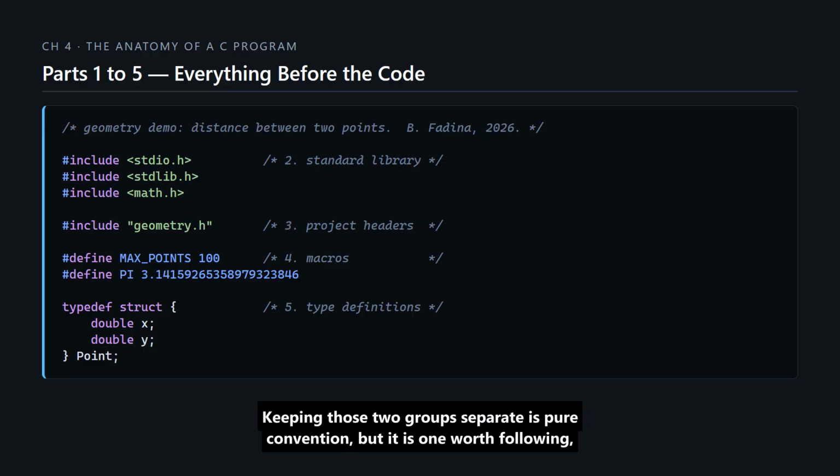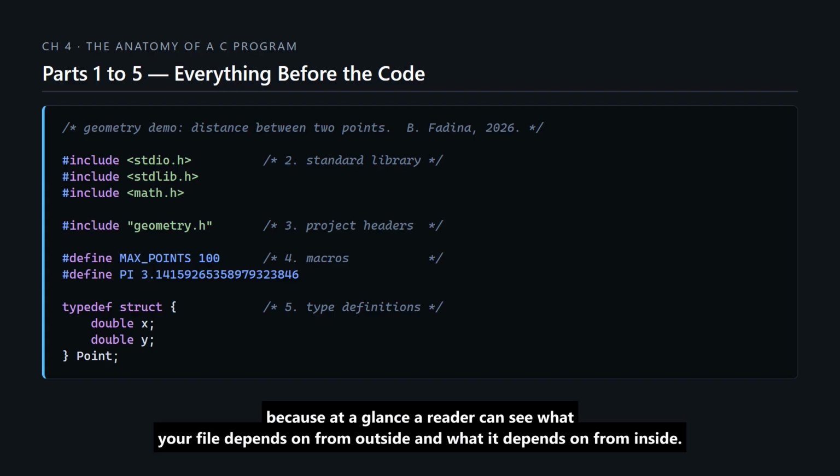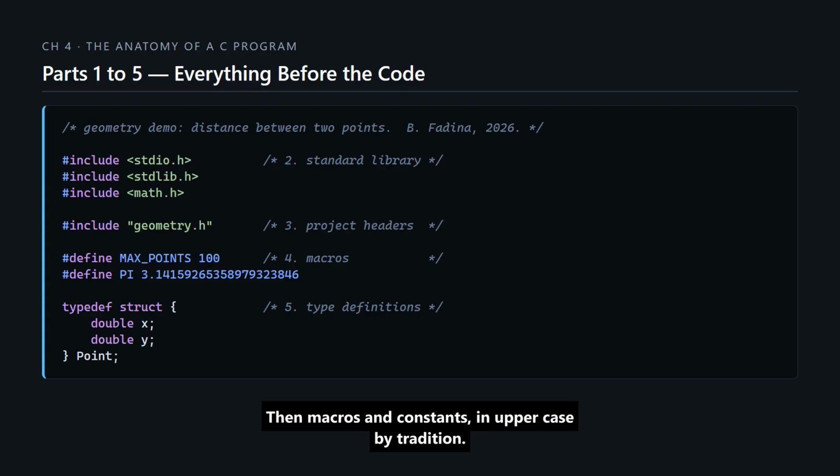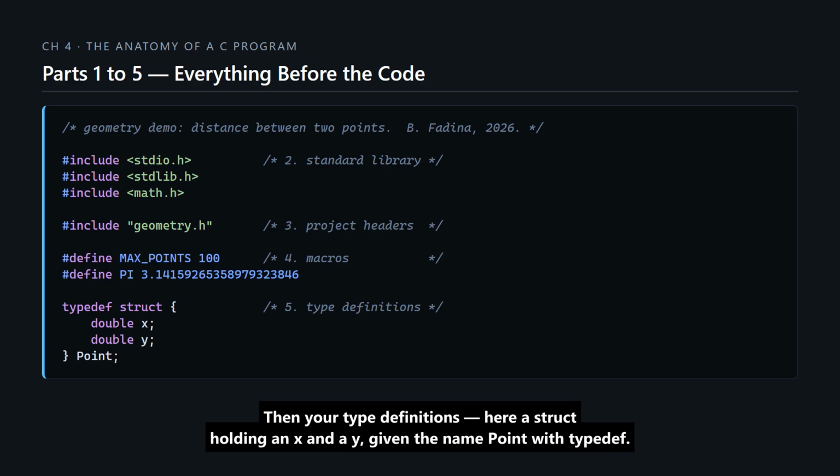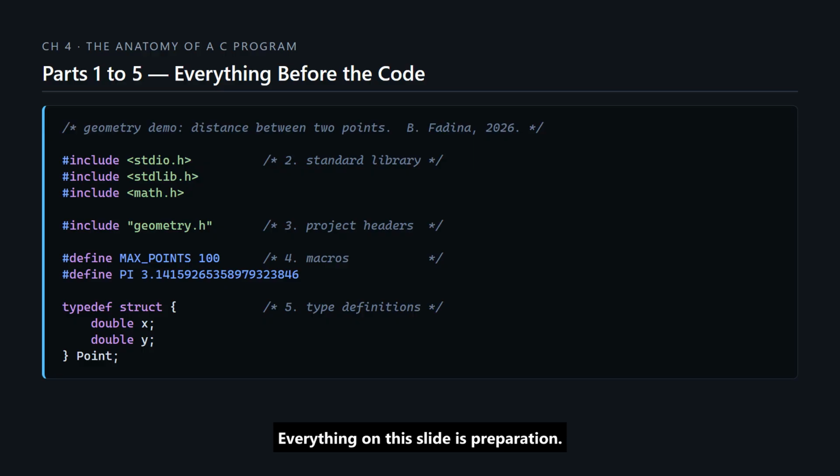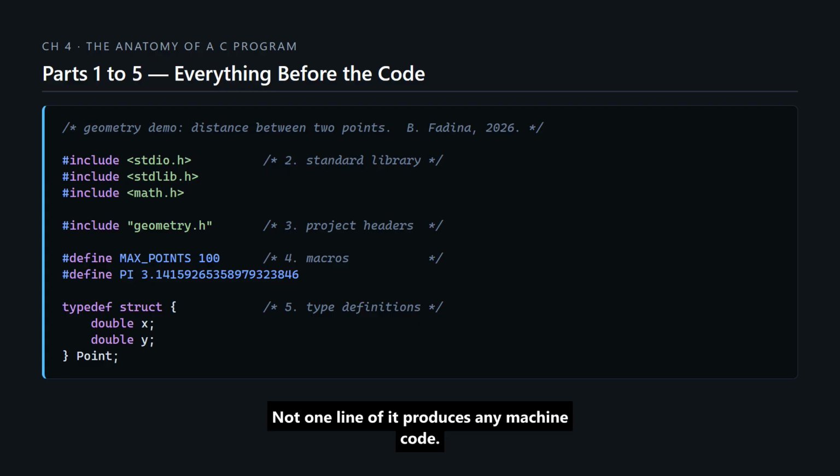Keeping those two groups separate is pure convention, but it is one worth following, because at a glance a reader can see what your file depends on from outside and what it depends on from inside. Then macros and constants, in uppercase by tradition. Then your type definitions, here a struct holding an x and a y, given the name point with typedef. Everything on this slide is preparation. Not one line of it produces any machine code.